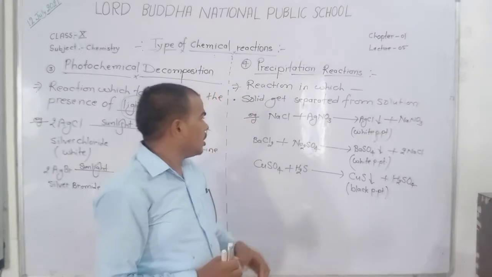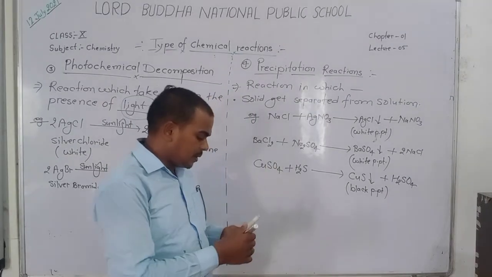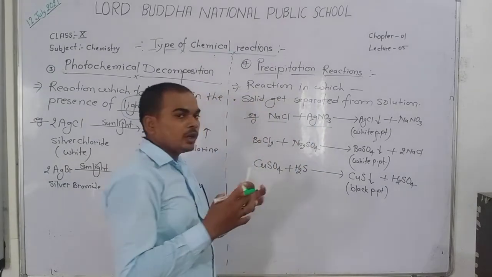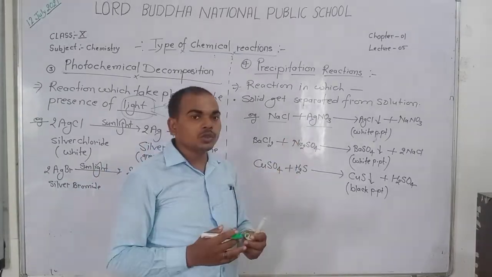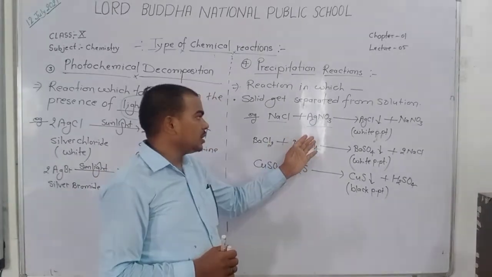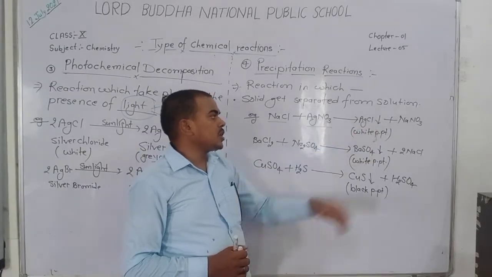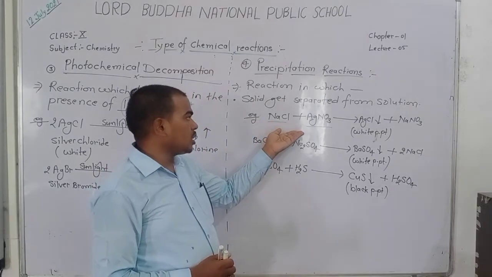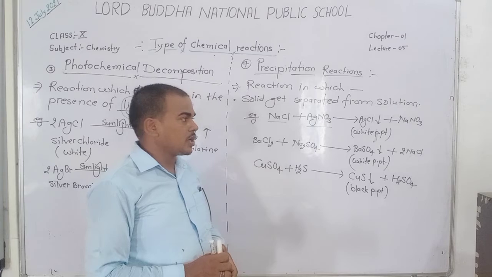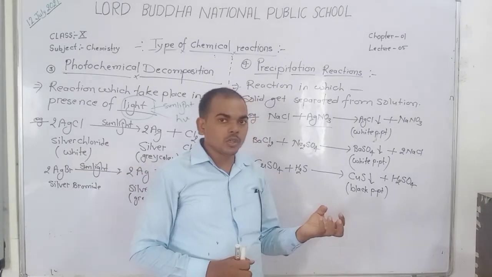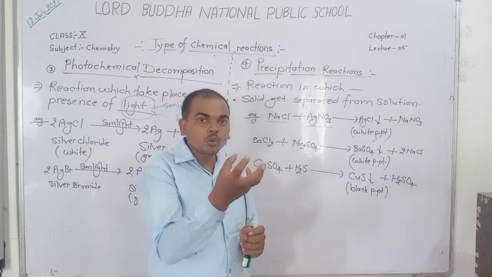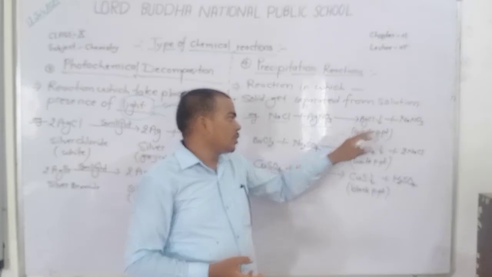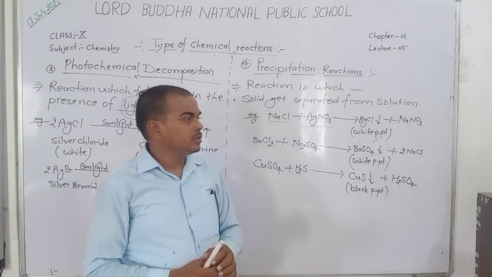Okay, student. Now the example here: sodium chloride reacts with silver nitrate. When sodium chloride, NaCl, reacts with silver nitrate, AgNO3, it produces a white precipitate of silver chloride. That means when we mix the aqueous solution of sodium chloride and the aqueous solution of silver nitrate, a solid material separates out. The solid material is silver chloride, which is white in color.